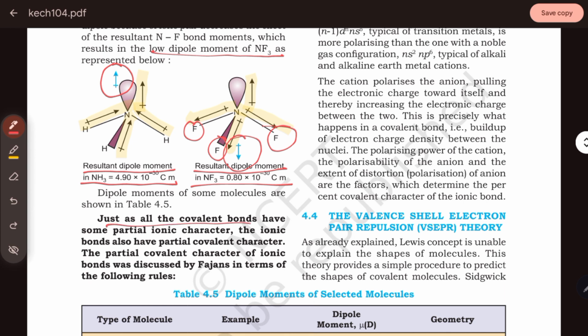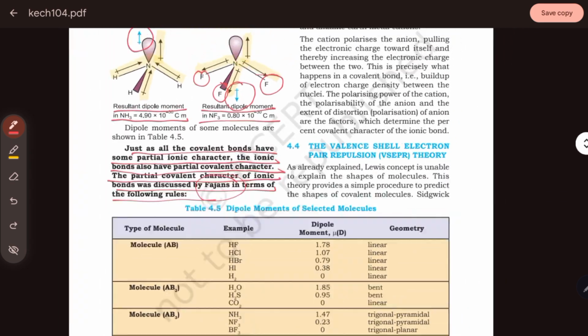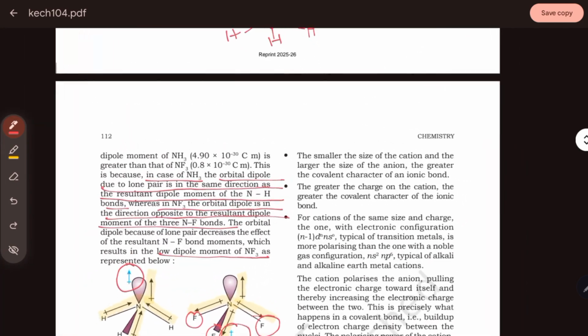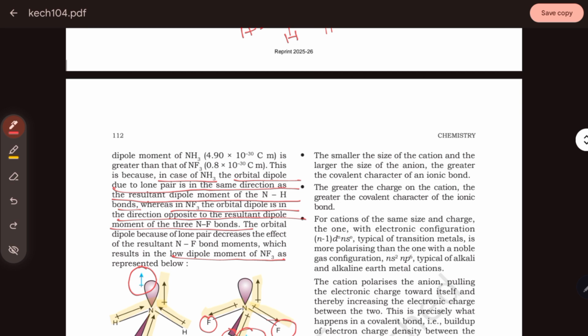Just as all covalent bonds have some partial ionic character, ionic bonds also have some partial covalent character. And the partial covalent character is guided by a rule which is known as Fajan's rule. So what is Fajan's rule? It says that if you have a cation, say A plus or N plus, and B minus or M minus, this is an ionic bond because there is a cation and there is an anion.